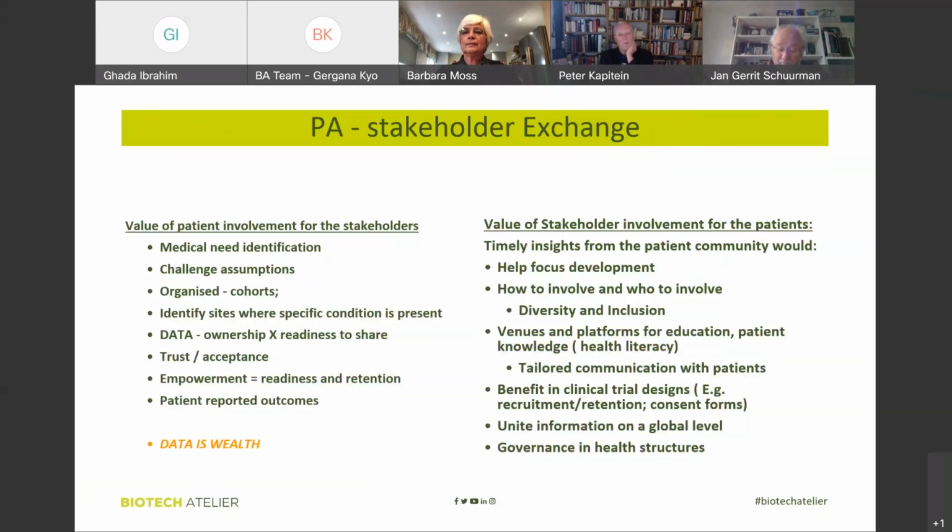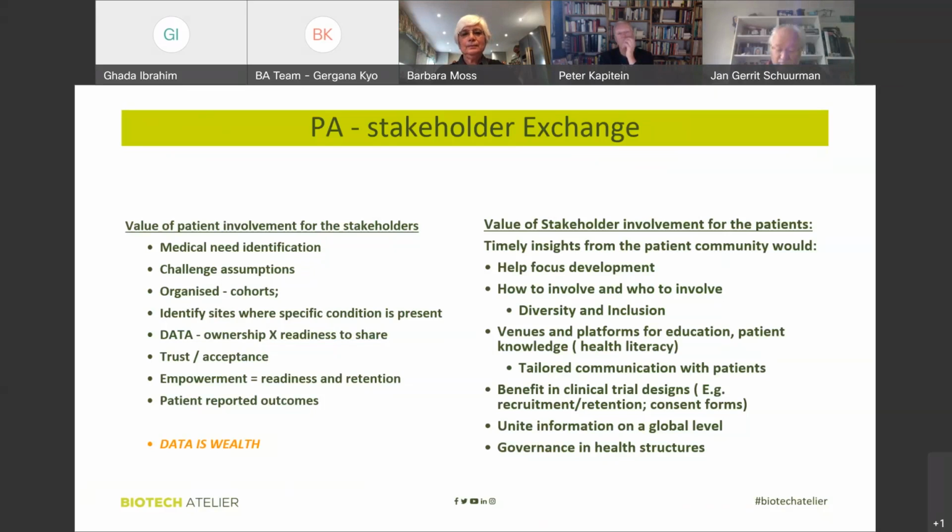So for the patient, we know we need to question medical need identification. And this is something we can definitely work together with the stakeholders. We challenge assumptions. That's what we're there for. We challenge the assumptions, and that is what pushes innovation forward. We are actually quite organized, and that should also be seized upon. So we're organized. We have cohorts. We believe in registries, and we believe in data.